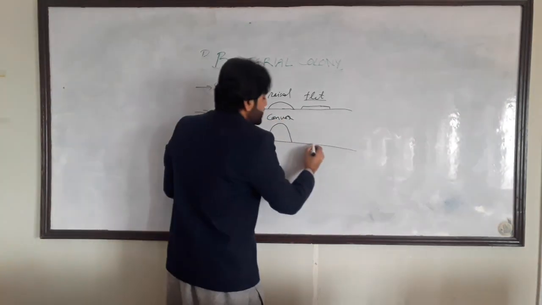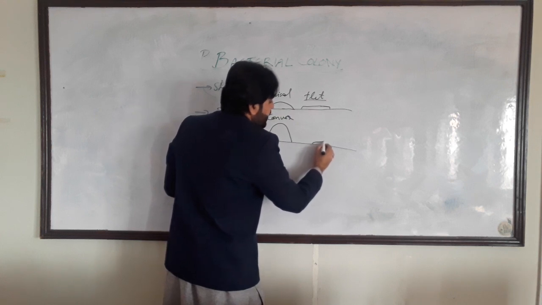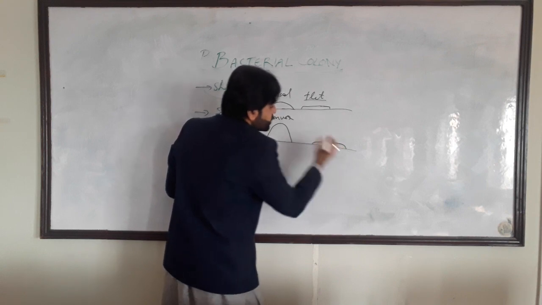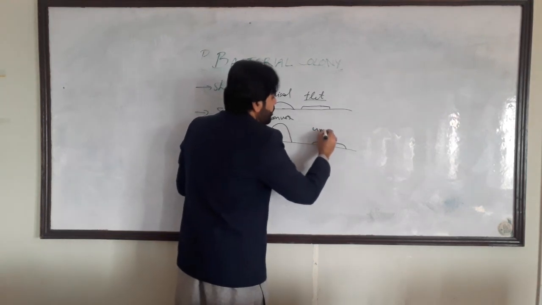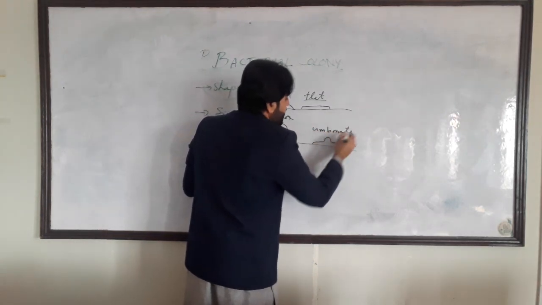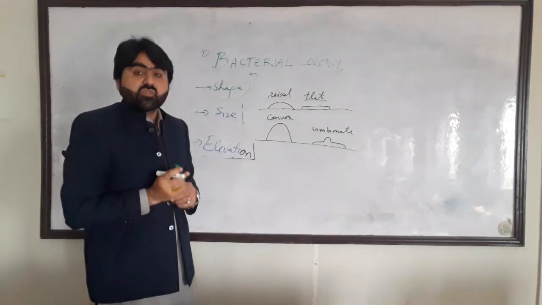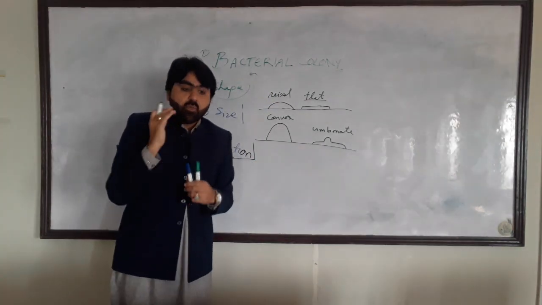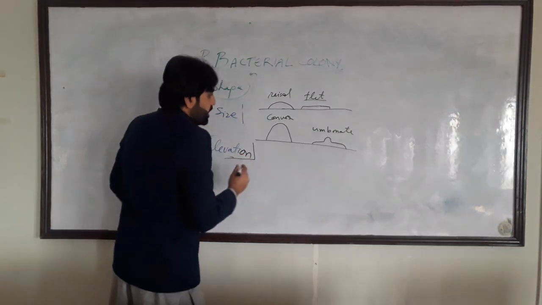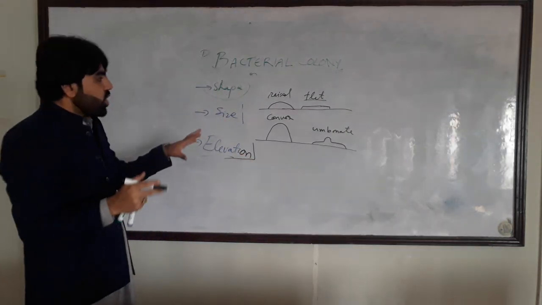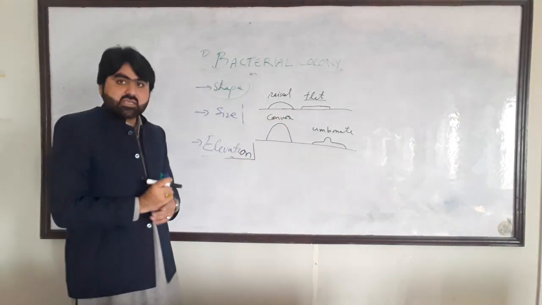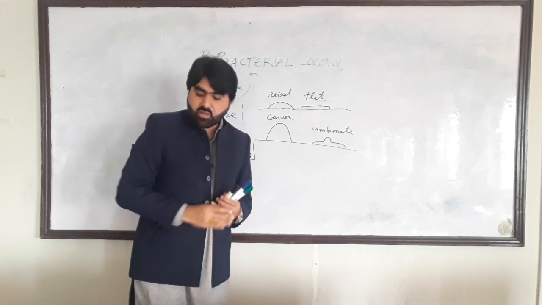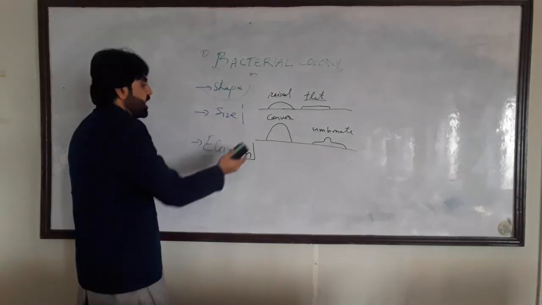Or umbonate colonies, where it is raised, then a central knob originates in the colony, then again it goes down to the surface of the medium. This type of colony is known as umbonate, a colony with a central elevated knob. Or lobe. These are the four common elevations. There are certain other types of elevation, but we will discuss the most common elevations which we can see on the surface of the medium.